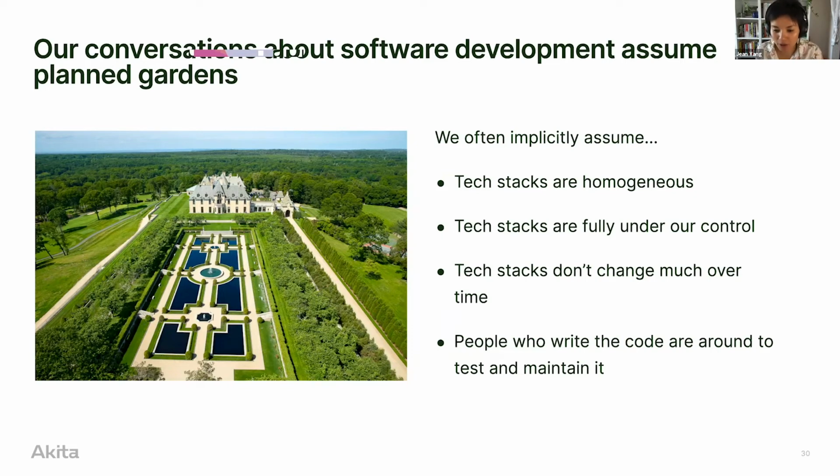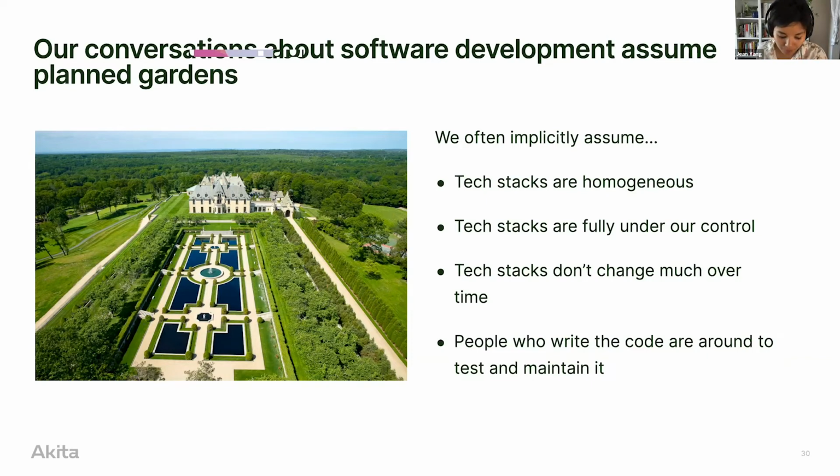And the final assumption is that people who write the code are around to test and maintain it. That's the assumption I originally stated from the world I came from, which is that if developers were just able to do the right thing, they would. But if you have an evolving code base with an evolving team, it's not about individual developers wanting to do the right thing. There's a lot of practicalities.